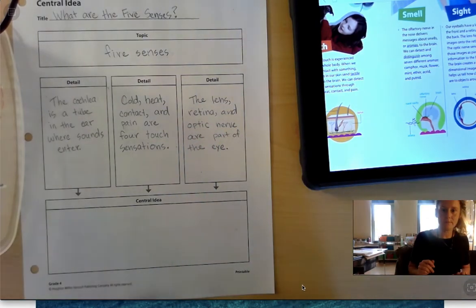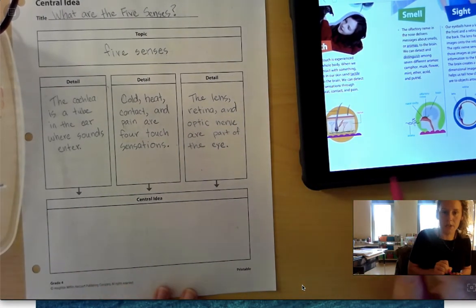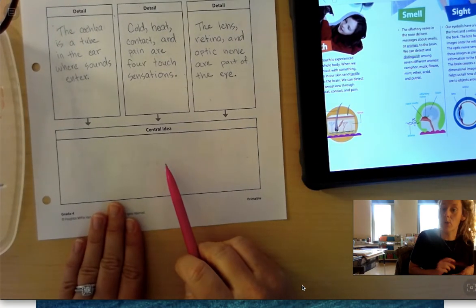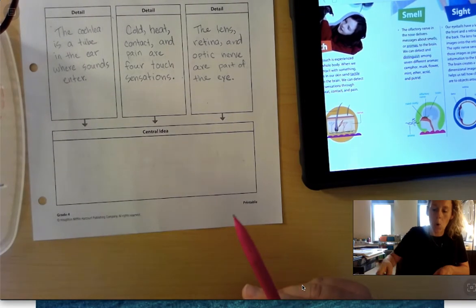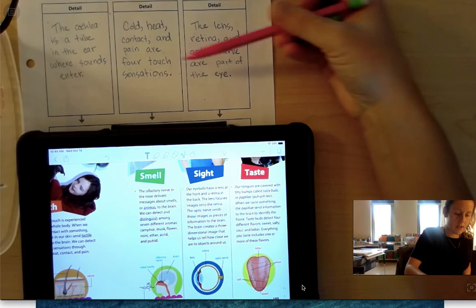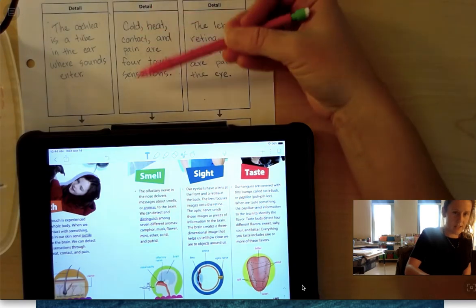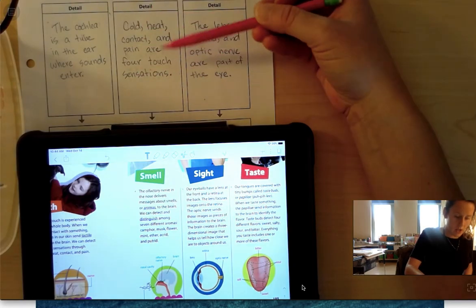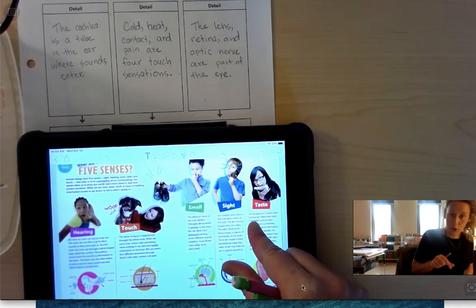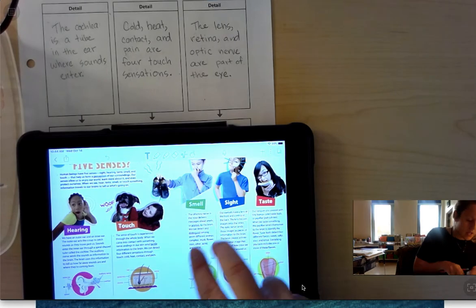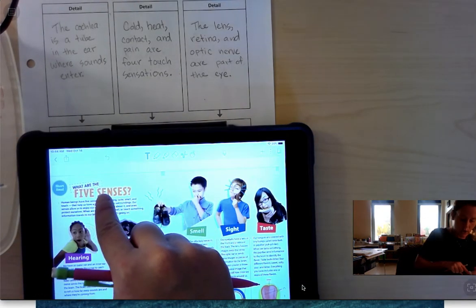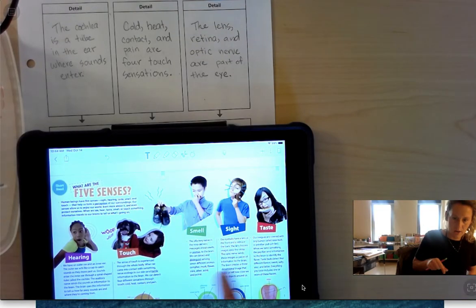Okay. Now I have my details, 1, 2, and 3. Now I need to come up with my central idea. So in one sentence, what is this whole article about? I'm seeing that these are all just different things that our senses include. So our sense of touch, sight, okay. So it's all about the 5 senses and all the cool things that our senses can do. The title is What Are the 5 Senses? So the article is telling us what the 5 senses are and more information.